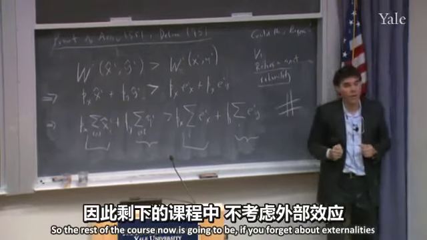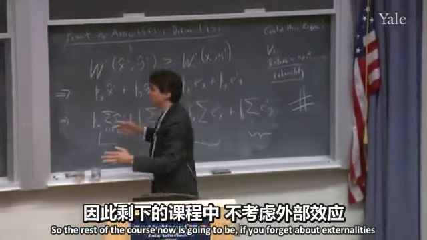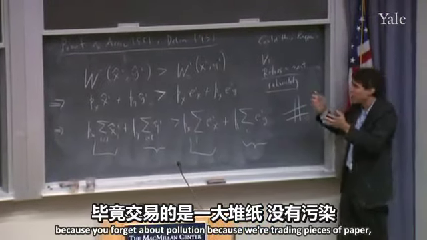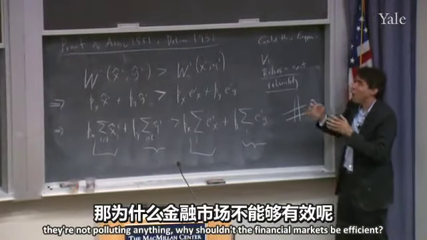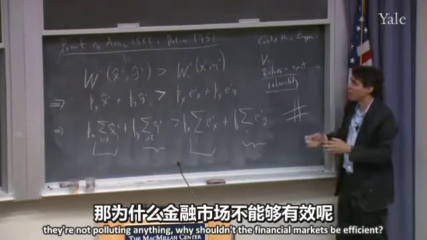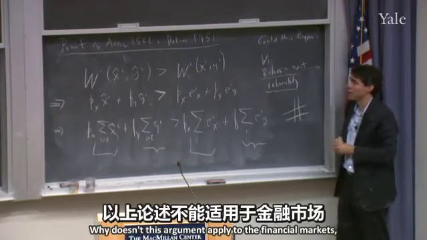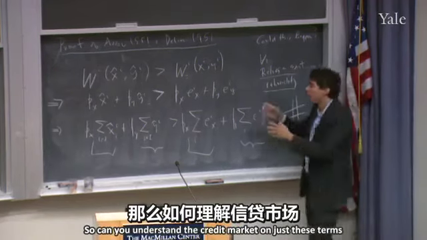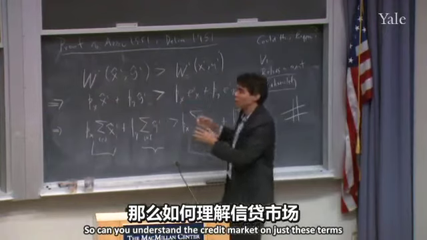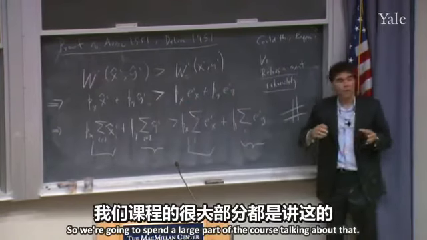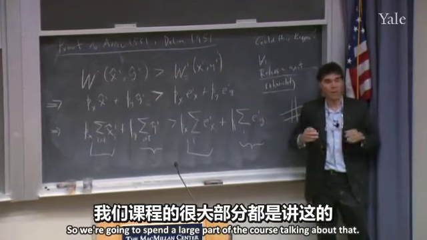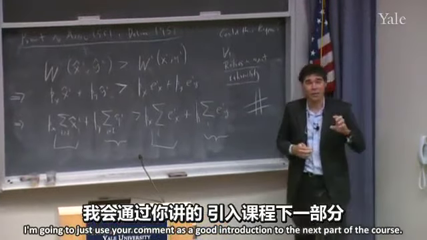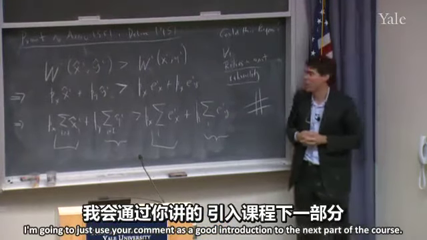So the rest of the course now is going to be, if you forget about externalities, because you forget about pollution, because we're trading pieces of paper, they're not polluting anything, why shouldn't the financial markets be efficient? Why doesn't this argument apply to the financial markets? And one of the critical financial markets is the credit market. So can you understand the credit market on just these terms and therefore argue that the market's efficient? So we're going to spend a large part of the course talking about that. So unless you had some particular point to raise now, I'm going to just use your comment as a good introduction to the next part of the course.